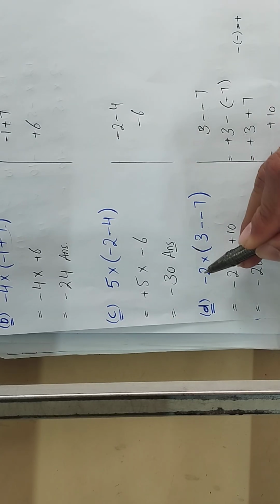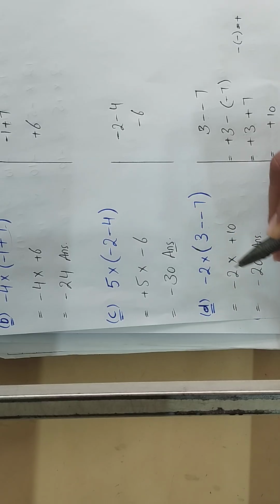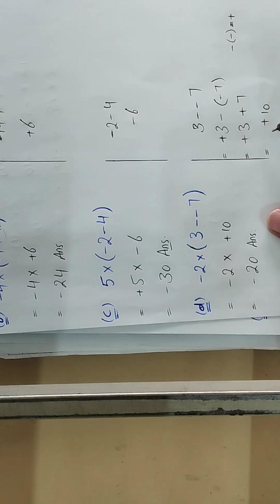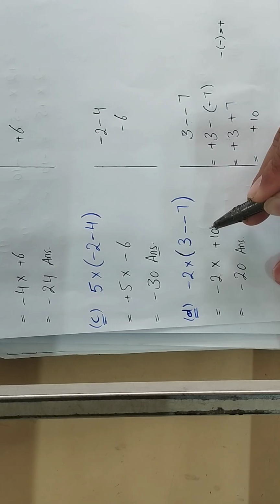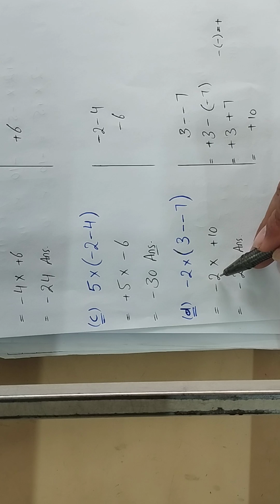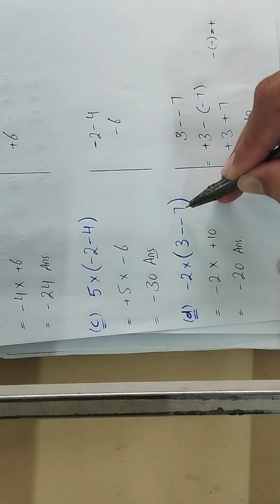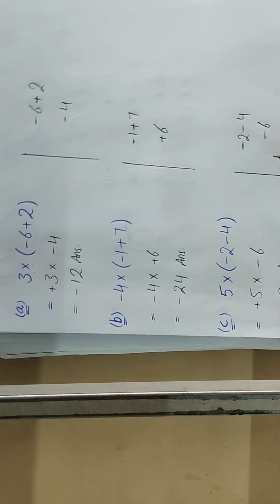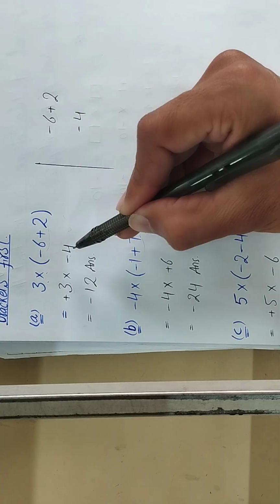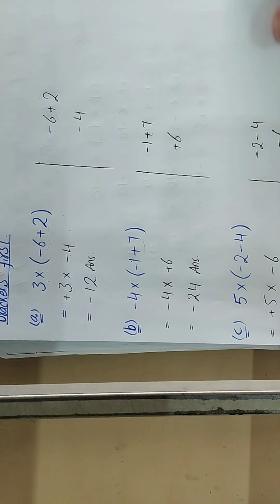The first step is write this number as it is here, minus 2, and write this multiply sign and the answer of this bracket. The answer of this bracket is plus 10. So write plus 10 here. Now it's a multiplication problem. 2 multiply by 10 is 20, and minus multiply by plus is minus. So this one is our final answer for this calculation. So there are two steps. First, solve the bracket, and then multiply to get the final answer.